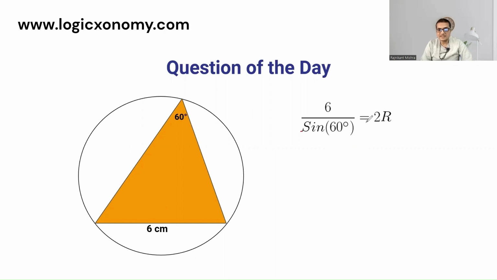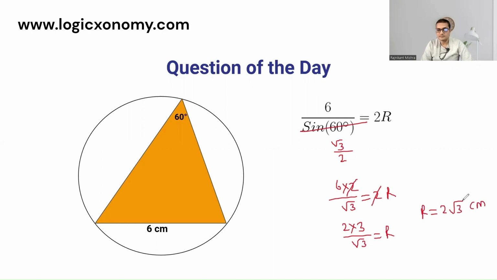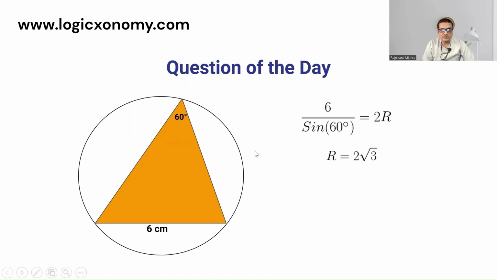We know sine 60 degrees is equal to root 3 by 2. So 6 into 2 by root 3 is equal to 2R. 2 cancels out. This 6 can be written as 2 into 3 by root 3, which is equal to R. Now R is equal to 2 root 3 centimeters. The area of the circle is equal to pi r square. So the area of the circle is 12 pi centimeter square.